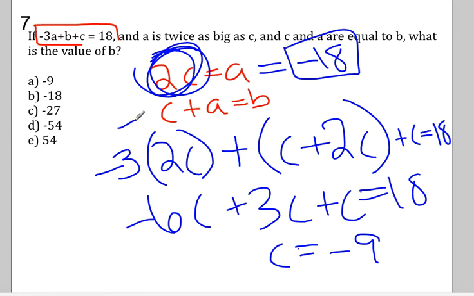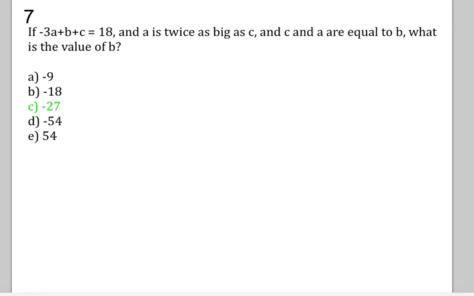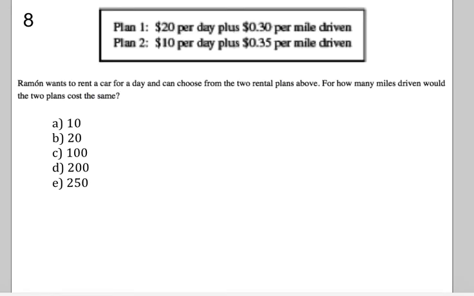C was negative 9, so C plus A, which is finally what's equal to B, is going to be negative 18 from there, negative 9 from there, and you're going to get negative 27. There's number 8.